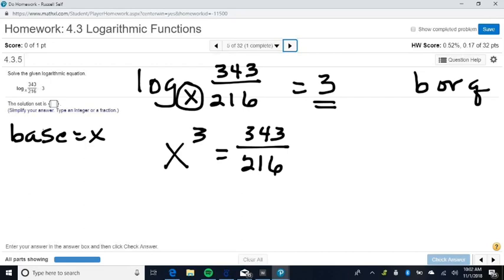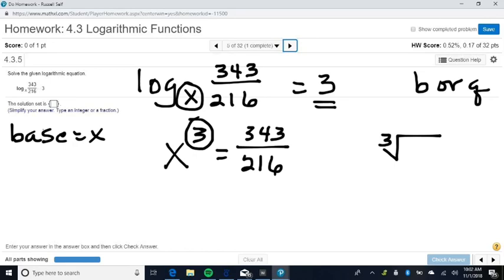Now my x is almost completely by itself. The only thing that's over there with the x is the exponent of 3. And remember, to get rid of an exponent, you use a root. And whatever root, whatever exponent you have, that's the root that you take.